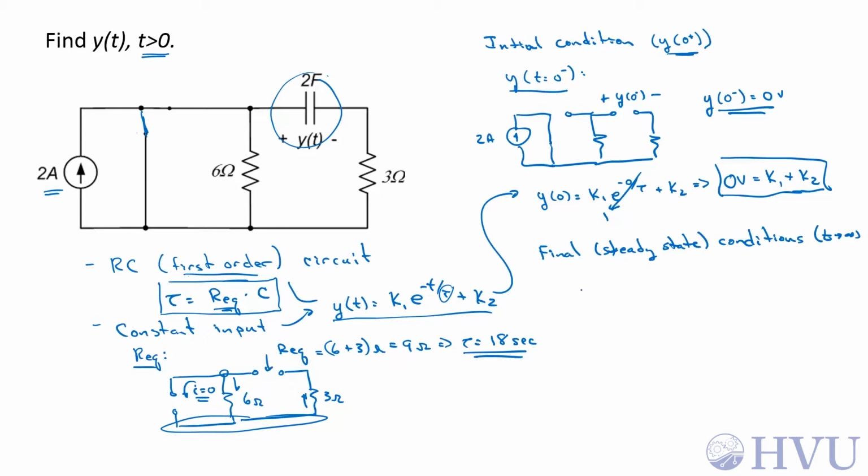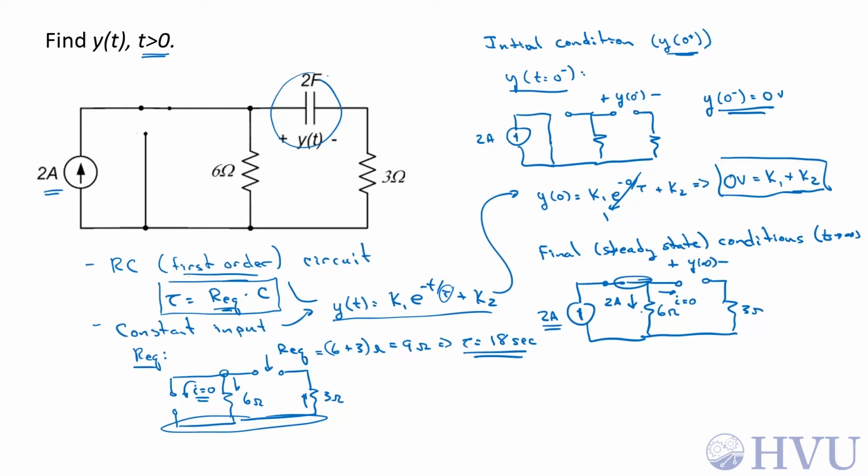So the circuit as t goes to infinity looks like this 2 amp source. The switch is in this position. There's a 6 ohm resistor here. This capacitor, as t goes to infinity, if the forcing function is constant, will look like an open circuit. So there's no current through this side here. There's a 3 ohm resistor. So if there's no current there and I do KCL here, I know that there's 2 amps going through here, and the voltage across this resistor is going to be 12 volts, which is going to be the same as the voltage across these terminals. So y at infinity is equal to 12 volts.